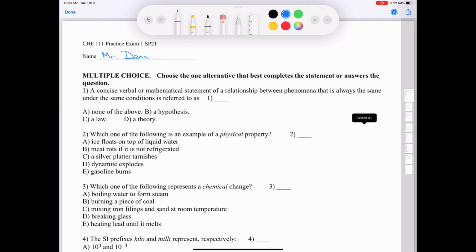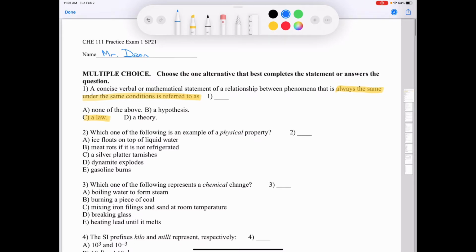All right, Chemistry 111, this is Practice Exam 1, and we're going to start by taking a look at the first question. It says, a concise verbal or mathematical statement of a relationship between phenomena that is always the same under the same conditions is referred to as a law. And I spoke about laws and theories in Chapter 1, and I explained how a theory is the why, but a law answers what, and a law is a very short and concise statement, and so this refers to a law.